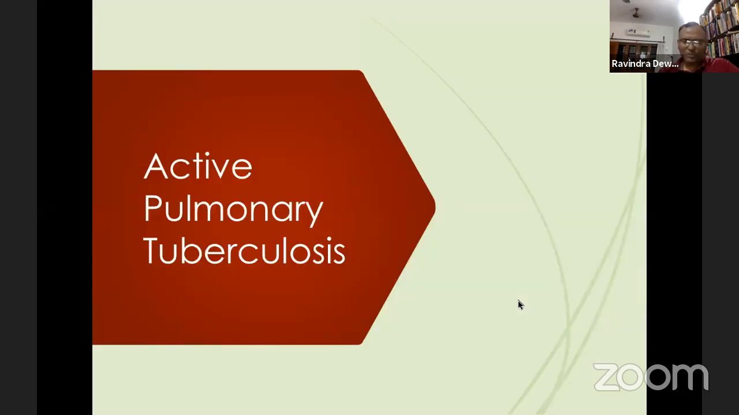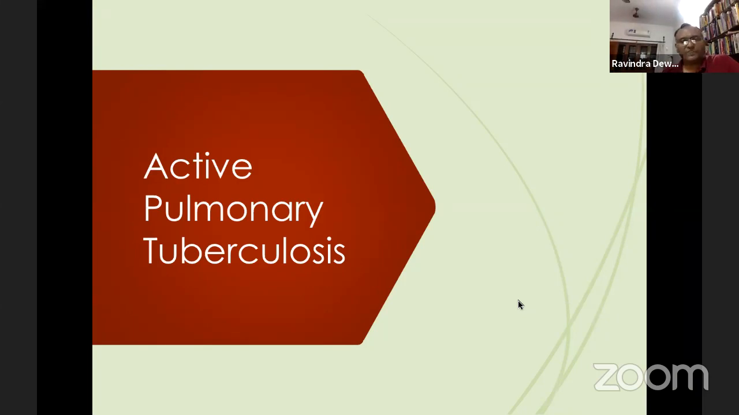Now, this is the most important and most exciting area, active pulmonary tuberculosis. Does surgery still have a role to treat tuberculosis? Of course, the treatment of tuberculosis nowadays is medical. And as you know, in the DOT strategy recommended by the WHO, we have made several changes.